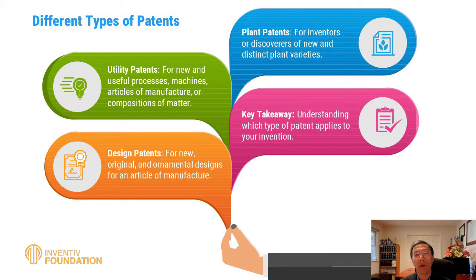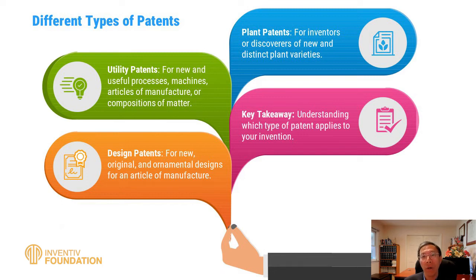So now let's delve into the different types of patents. So we have what is called utility patents, and those are for new and useful processes and machines, articles of manufacture, or compositions of matter. So that's probably the bulk of the patent applications that are filed. There is another significant number of patent filings for design patents.